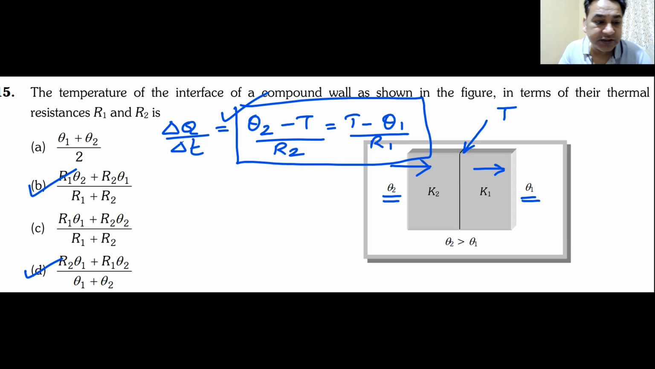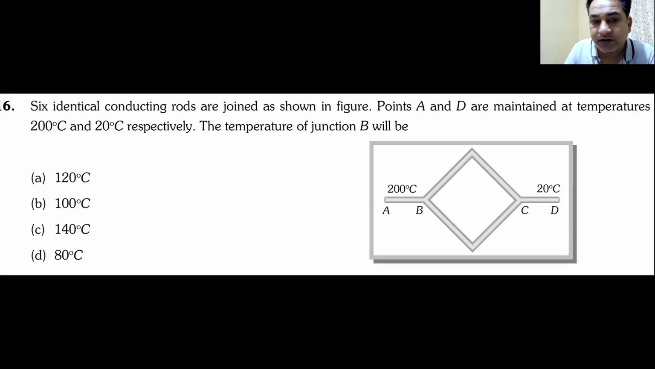Now, if I have this question, remember whatever questions we are doing here, the same questions could be done in electric current. Now, if the question is like this: 6 identical rods are joined as shown in the figure. Points A and D are maintained at 220. What is the temperature of the junction B?